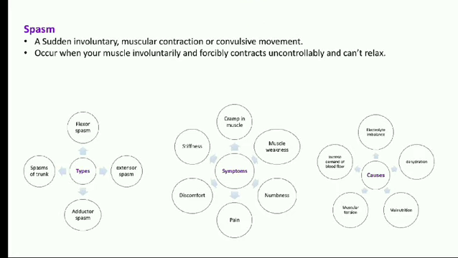Spasm is a sudden involuntary muscle contraction or convulsive movement that occurs when your muscle involuntarily or forcibly contracts uncontrollably and can't relax. The types of spasm are flexor, extensor, adductor, and spasm of trunk. General symptoms are stiffness, cramp in muscles, weakness, numbness, pain, and discomfort. Causes are electrolyte imbalance, increase in demand of blood flow, etc.